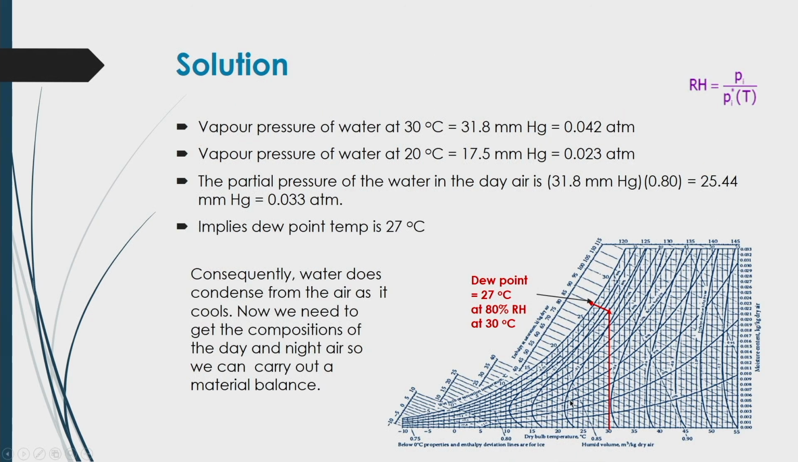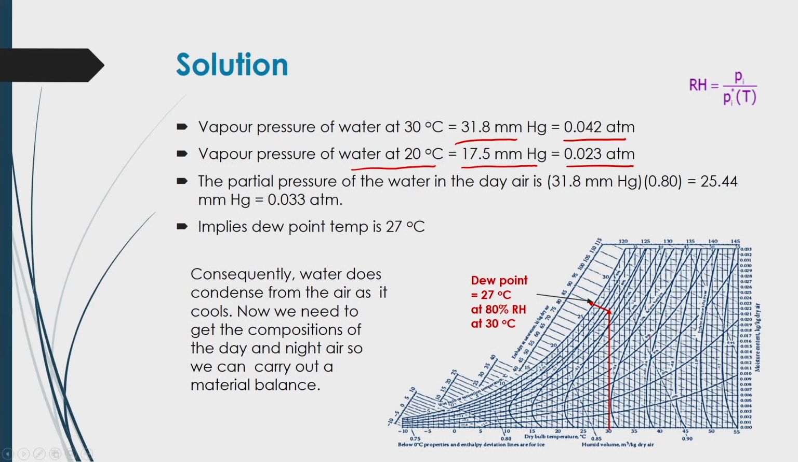Now, as a solution, first of all you have to find out the vapor pressure of the water at 30 degrees Celsius. The vapor pressure of water at 30 degrees Celsius is given here as 31.8 millimeters of mercury, that is 0.042 atmosphere. Whereas the vapor pressure of water at night, that is at 20 degrees Celsius, will be equal to 17.5 millimeters of mercury, that is 0.023 atmosphere.